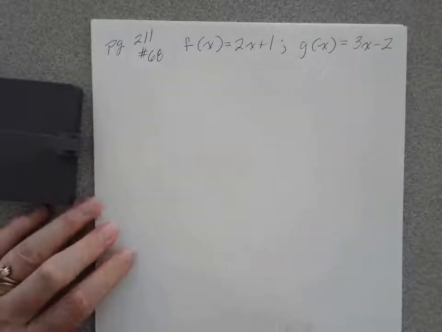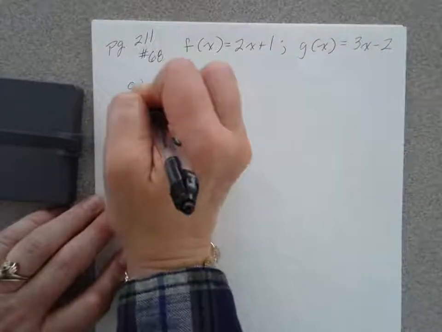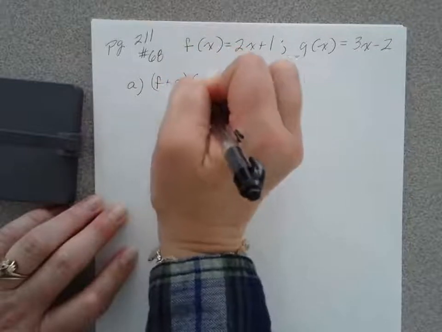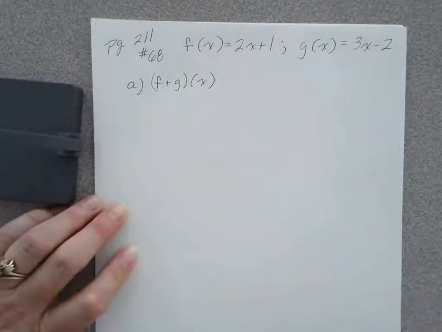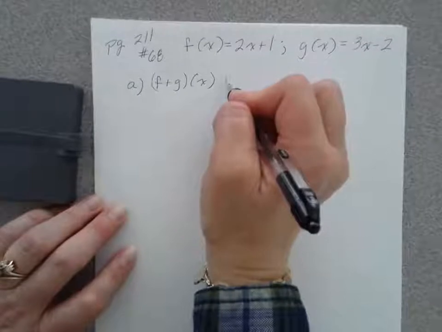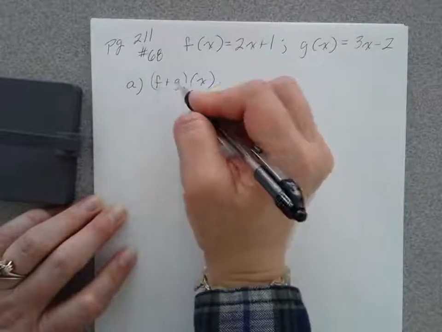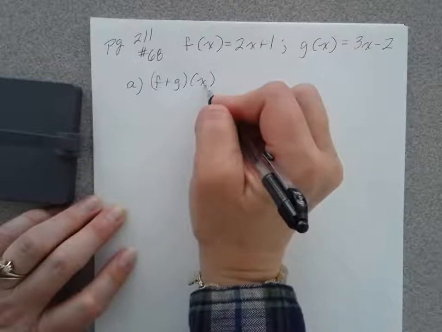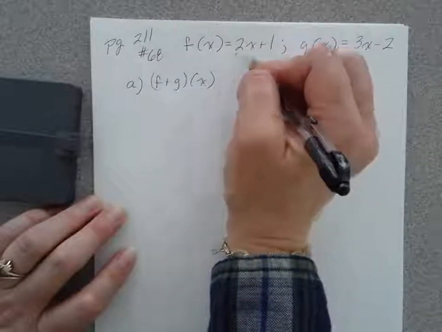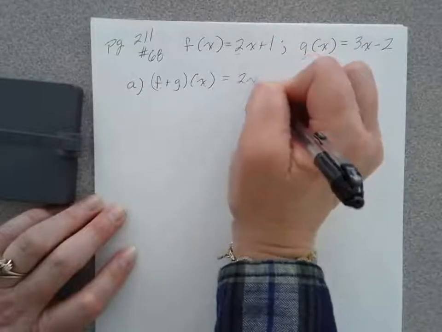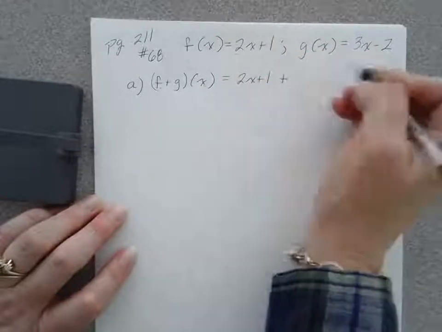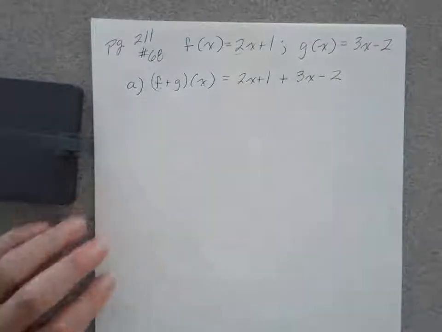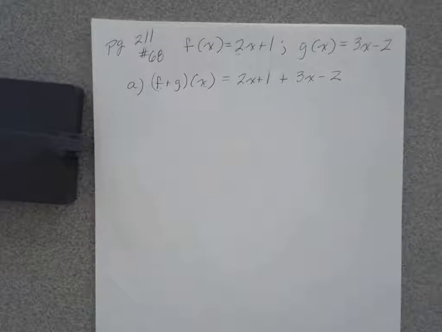All right, so for part A, they ask us to find f plus g of x. That means I'm going to take the function named f and add it to the function named g and leave the variable x in them. So just take the function named f, which is 2x plus 1, and add it to the function named g, which is 3x minus 2. What do I add together there?